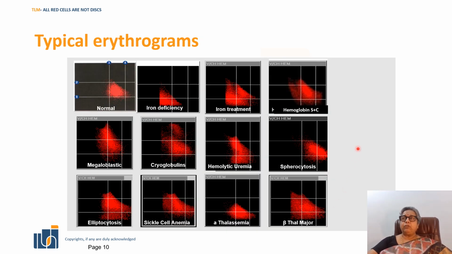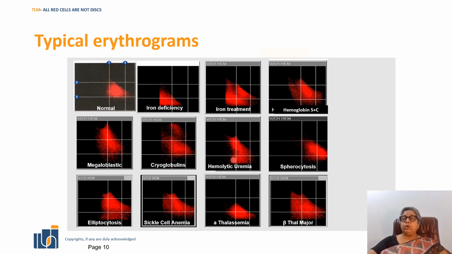These are the typical erythrograms or scatter plots. This is normal. When it shifts to the left and down, it's iron deficiency. And when there is treatment, you get two scatter plots. When it's hemoglobin S plus C, you will have some sickle cells which are present, and therefore it will move to the right. A megaloblastic will be moving upwards, macrocytic hypochromic, macrocytic normochromic. Presence of cryoglobulins or immune hemolytic anemia will give you two cell populations. One will be the aggregates and one will be the slightly normocytic normochromic site.